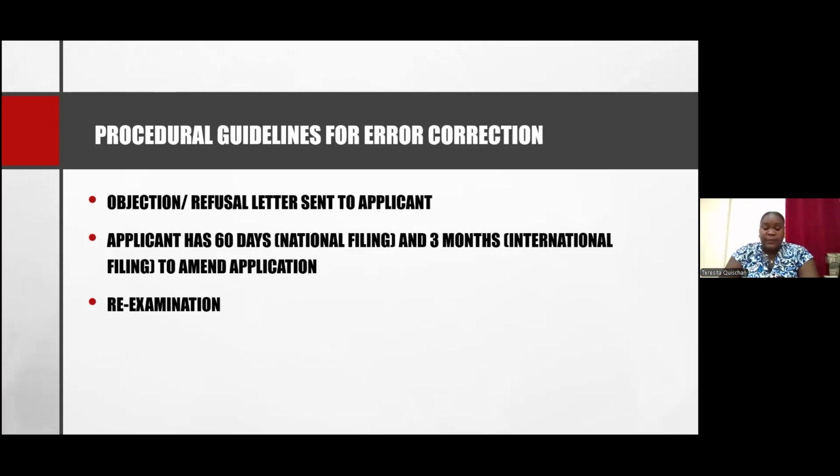Once the applicant submits the corrections, the application undergoes re-examination. The examiner reviews the amendments to ensure they adequately address the issues raised in the objection letter. If the corrections are satisfactory, the application may proceed towards acceptance and publication. If deficiencies remain, further objections may be issued or the application may ultimately be refused.